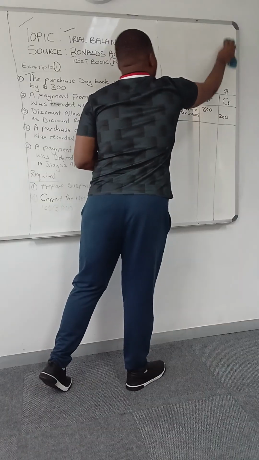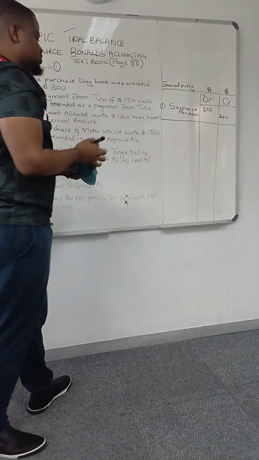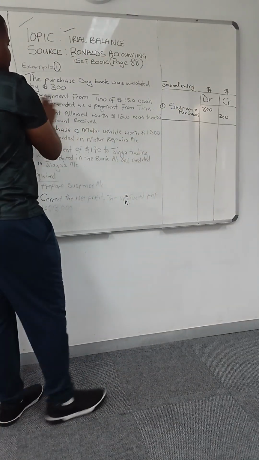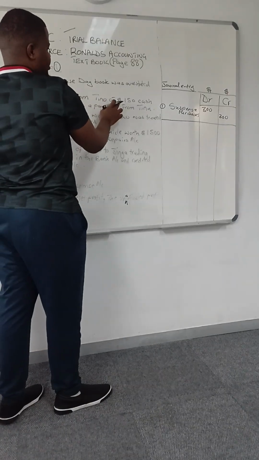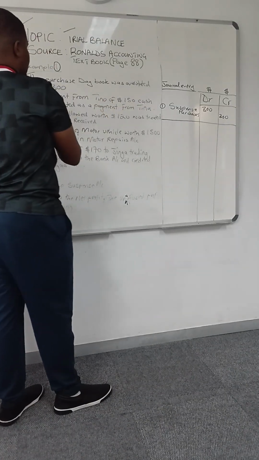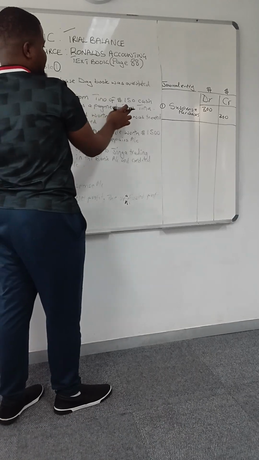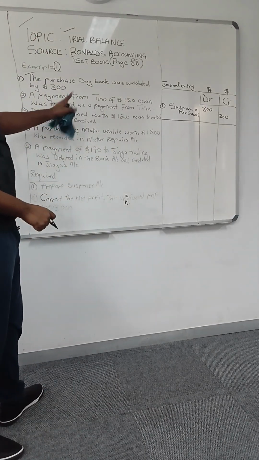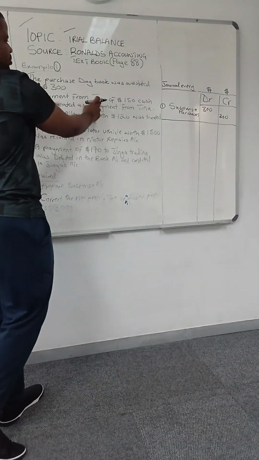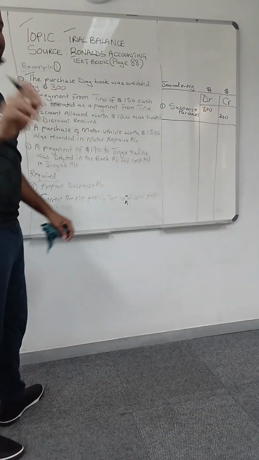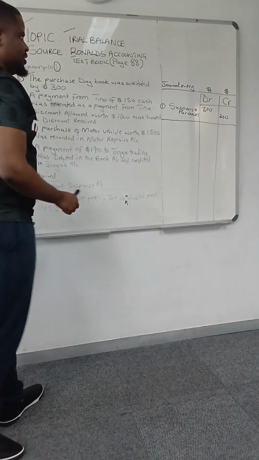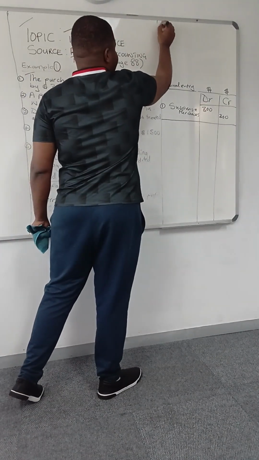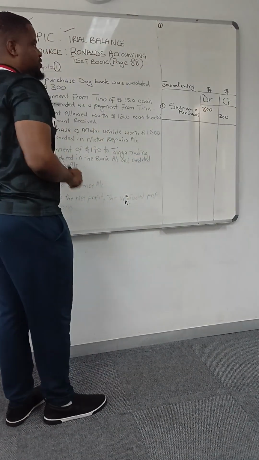So you need to follow my steps, right? Let's go on to number 2. A payment from Tino of $150 cash was treated as a payment from Tina. If you still remember yesterday, this is an error of commission. And it's right. So let's identify the two accounts involved.